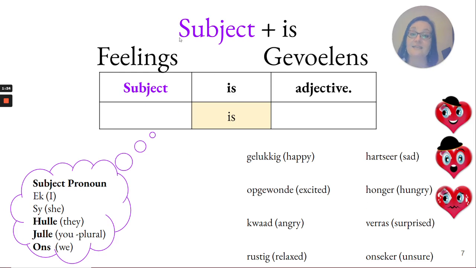Let's look at the is, subject and the is. Now subject and is linked to a feeling. Ek is gelukkig. Ek is honger. Ek is kwaad. Is also has another link, and I can expand on is in another section when I do the past tense and future tense of is. But as you can see here, if there's a feeling involved, it's the subject, the is, and the adjective.